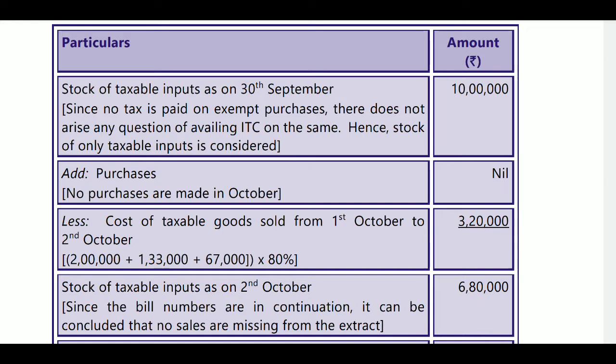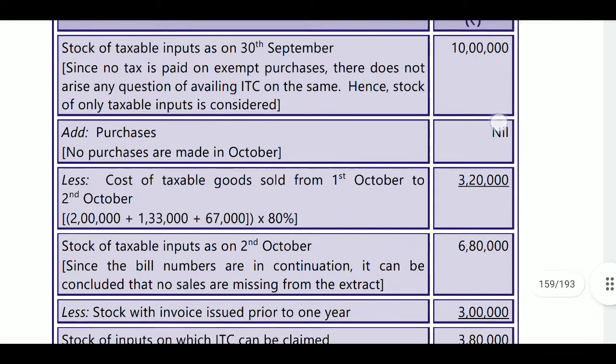2 lakhs, 1 lakh 33,000, 67,000, but that is related to product Q, and the product P related amount. So it was the product P amount, which is the taxable amount.